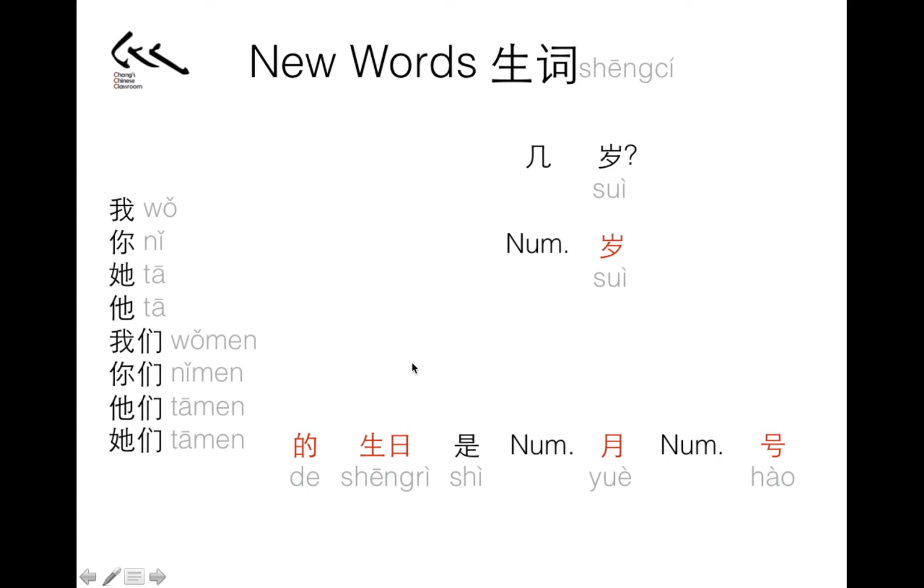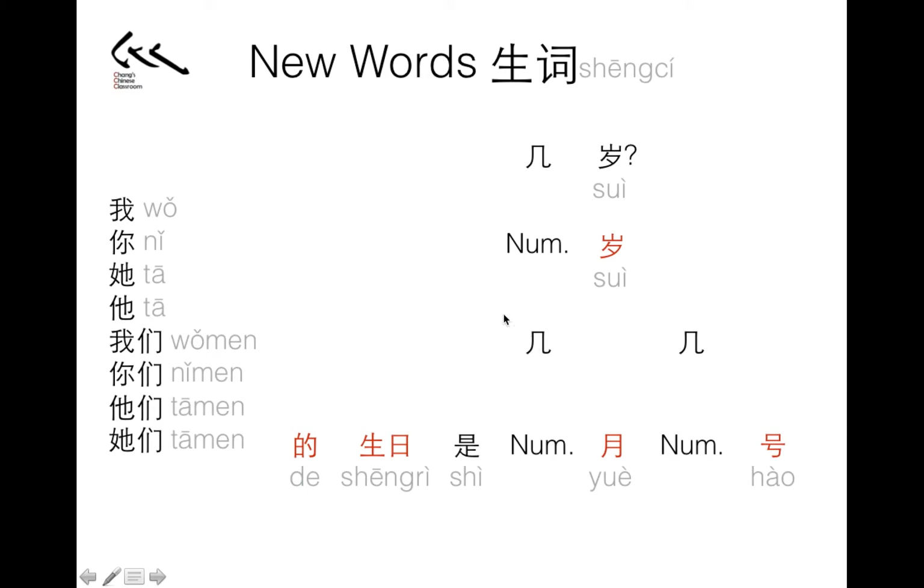Alright. So, could you think about your own birthday? And try to say that in Chinese. I will check during our face-to-face course. Alright? 我的生日是 blah blah blah 月 blah blah blah 号.